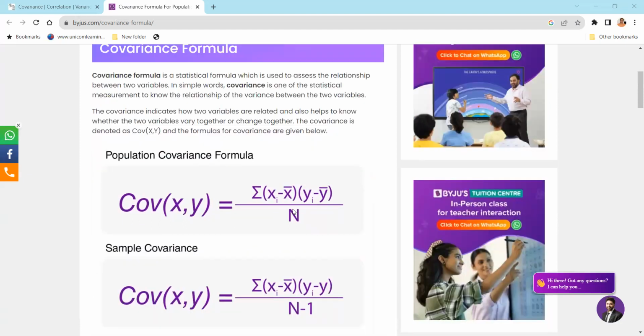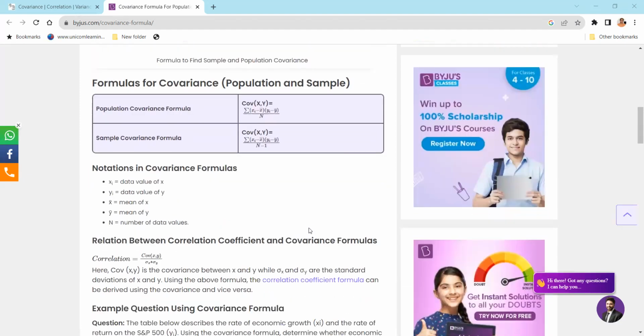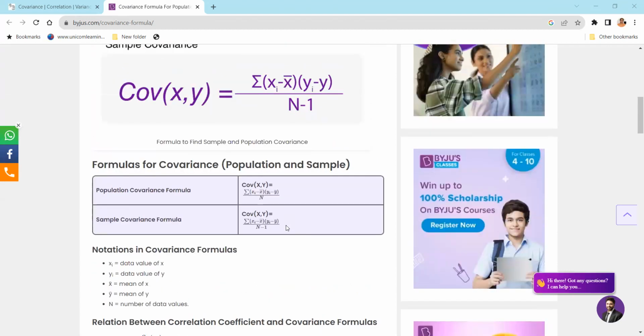If it is talking about the entire population, descriptive statistics, the division is n. If we're talking about a sample, it is n minus 1. So what does covariance tell you? And correlation is just like that, but you divide by standard deviation. So you bring in the standard deviation value also.